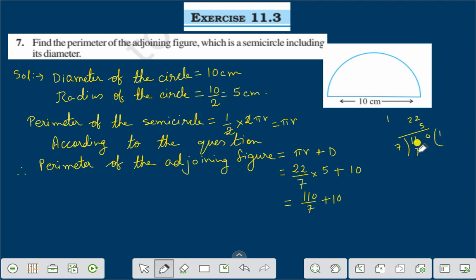Then 40, 5 7 is 35. 40 minus 35 is 5. Then 50, 7 7 is 49. 50 minus 49 is 1. Point is there, 0. Then you are getting 7 on the 7.